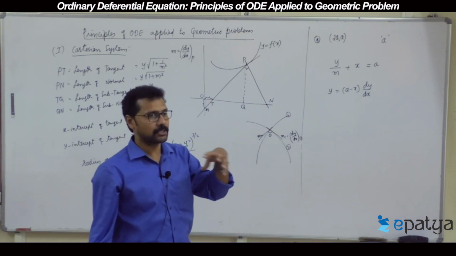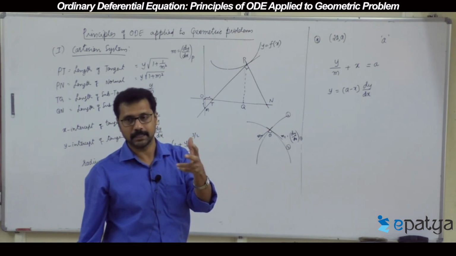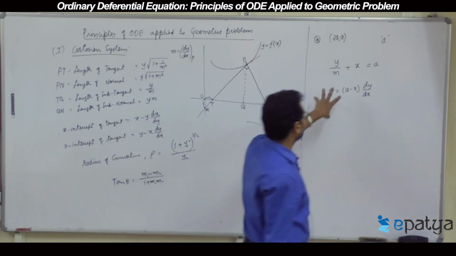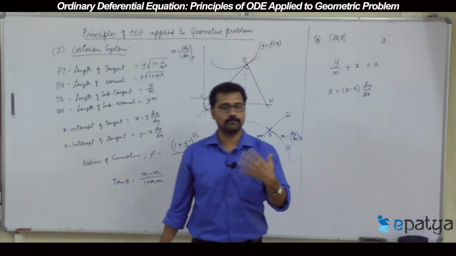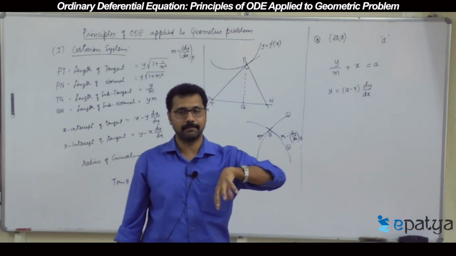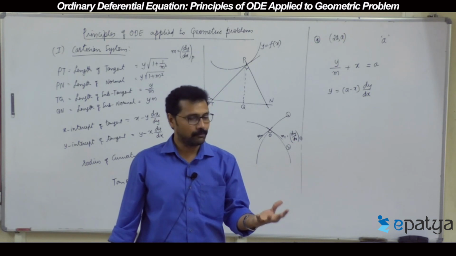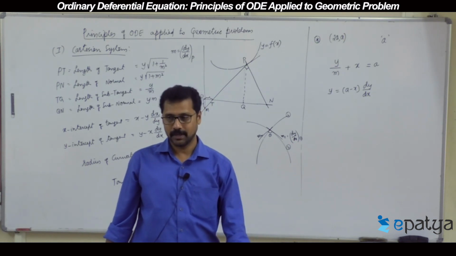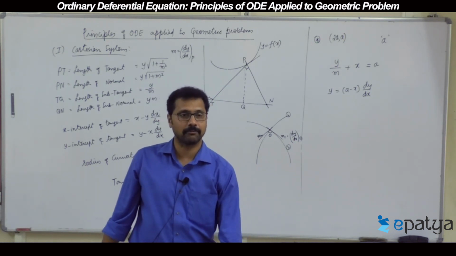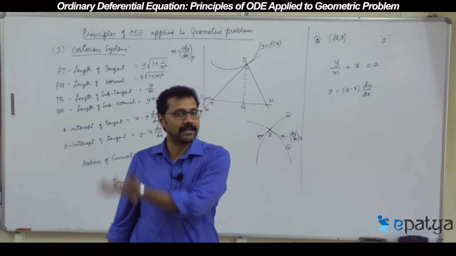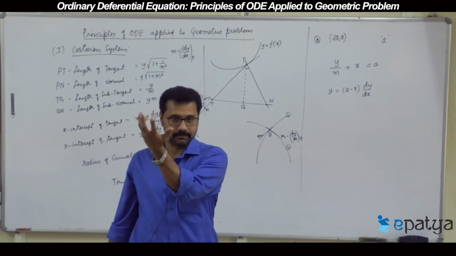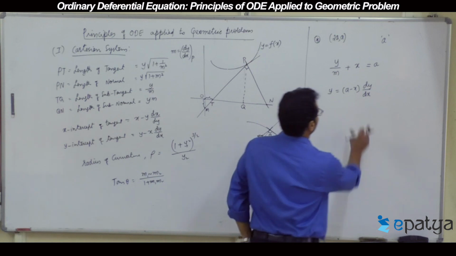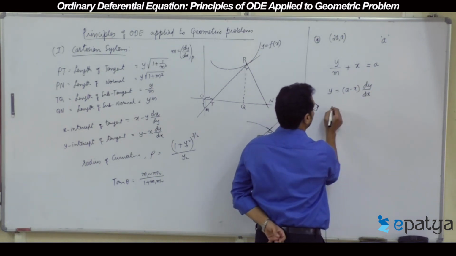So a geometric scenario, when it is converted into symbols, it becomes a differential equation. A differential equation is nothing but a scenario which, if you try to convert into mathematical symbols, brings a differential equation. If you solve the differential equation, it gives me a curve or a family of curves which reflects that geometric scenario, right?